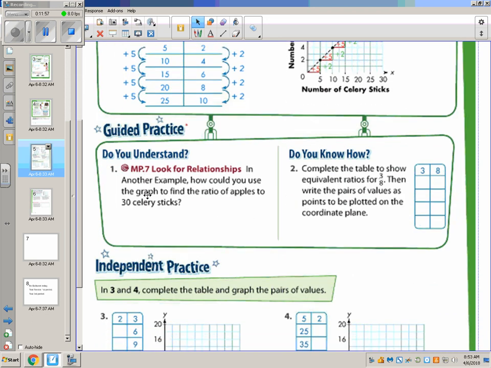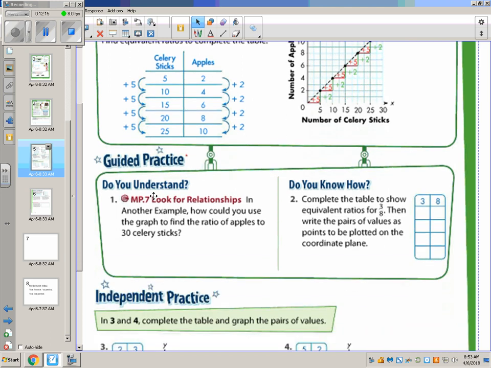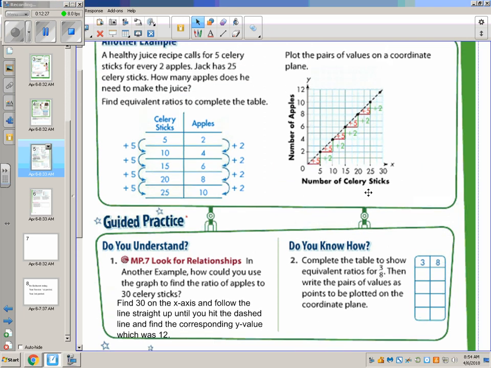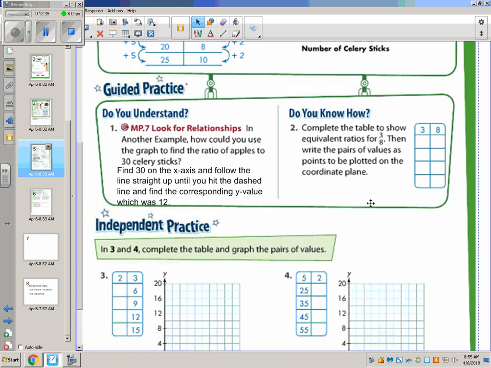So it says, in another example, how could you use the graph to find the number of apples for 30 celery sticks? So when I look at this graph, if I go over to the 30 and follow it up to the dashed line, I see that the dashed line is going to hit the top of my graph here, which would be 12 apples. So we would do that the same way that we did on the previous page. So find 30 on the x-axis and follow the line straight up until you hit the dashed line and find the corresponding y value, which was 12. So you can write that in. The other thing I could have done, if I see the last point was at 25, 10, you could go over 5 and up 2, and that would also put me at 12. So if you need to pause the video to get that in, you can.